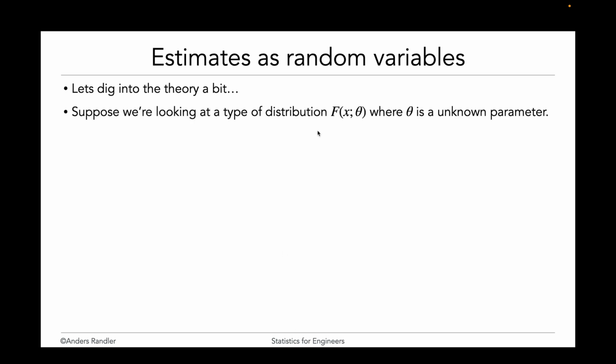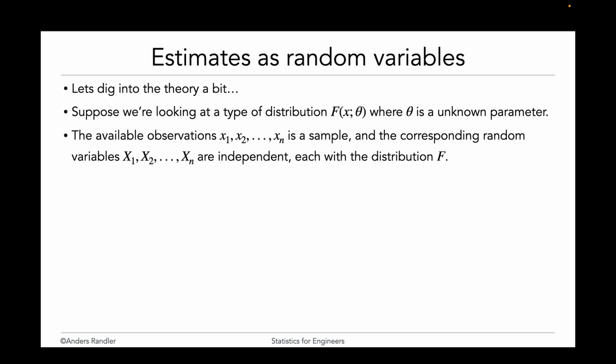So let's say we're talking about some kind of distribution, and we have a value, could be the number of dots on a dice. We have some kind of parameter, I don't know, could be p, could be something else. And the available observations, x1, etc., is a sample. And the corresponding random variables are given by this. And they are independent, and they each have the same distribution that I talked about. And you might say, what distribution? Well, we don't know. It's a general kind of distribution. This is just trying to get an idea about how you can look at estimates as random variables.